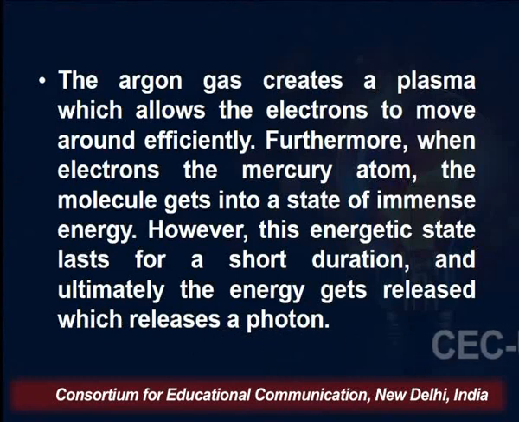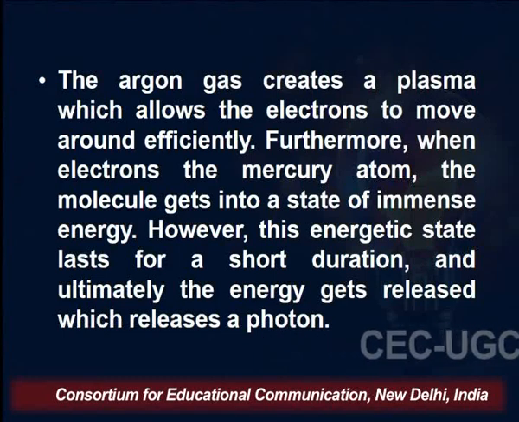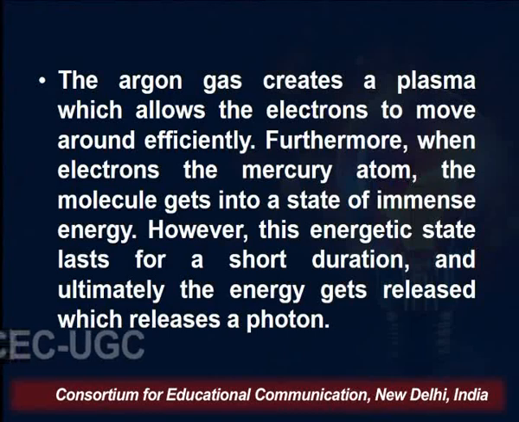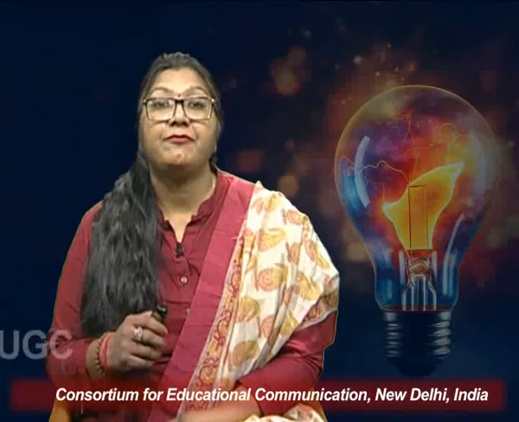Furthermore, the mercury atoms get into a state of immense energy. However, this energetic state lasts for a short duration, and ultimately the energy gets released as a photon, and a phosphor coating is present on the bulb wall. Finally, when the phosphor releases energy, it lets out a photon, meaning photons are ejected, and hence one is able to see the photons and light is made.